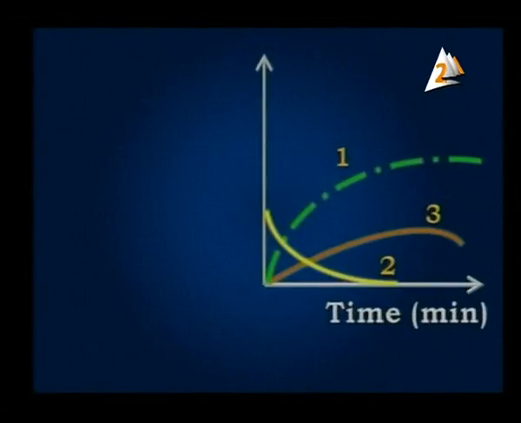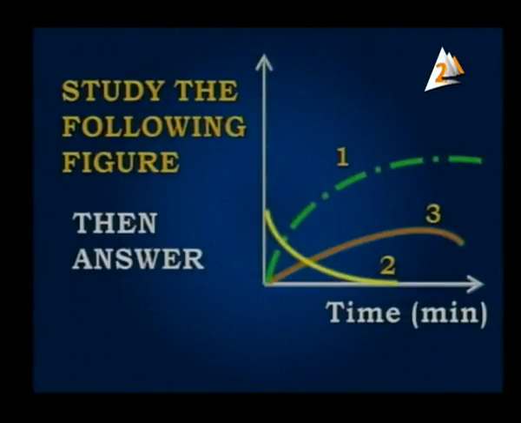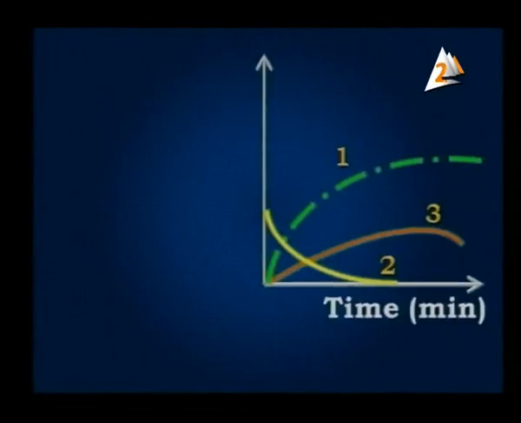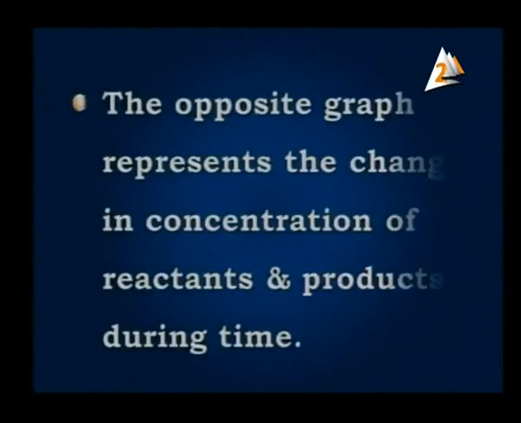First one, second one, third one, and we have the time per minute on the x-axis, and here we have the concentration on the y-axis. Study the following figure and then answer. In the following equation, 2x gives us 2y plus z. It is the equation that we have here, number 1, 2, and 3. The opposite graph represents what? It represents the change of concentration of reactants and the product during time.